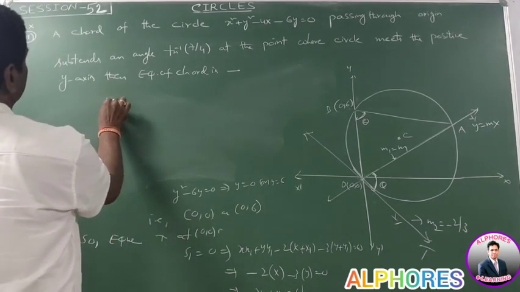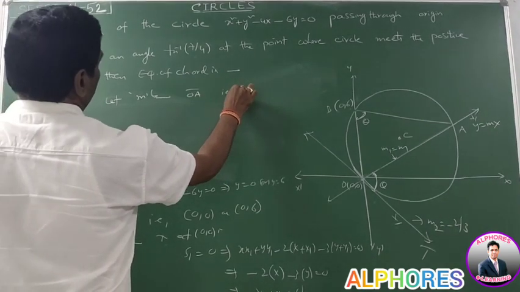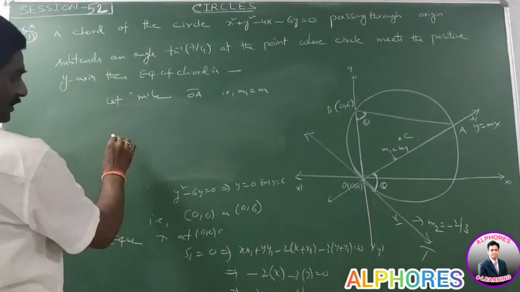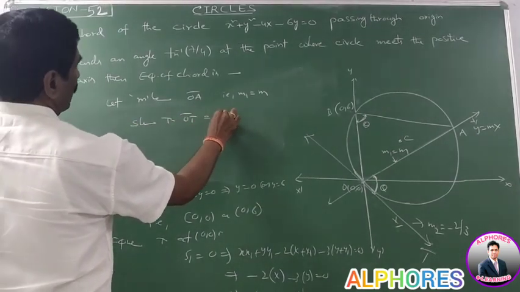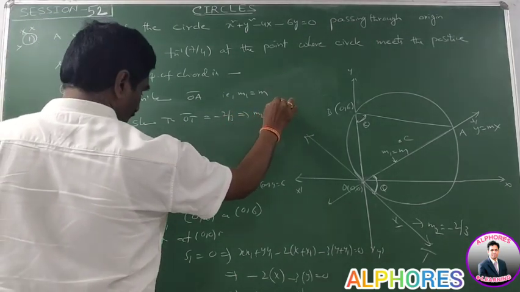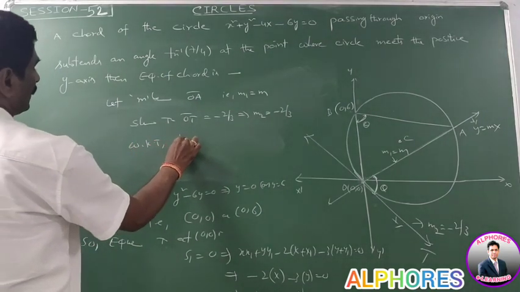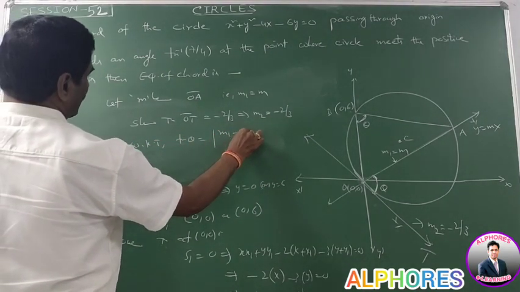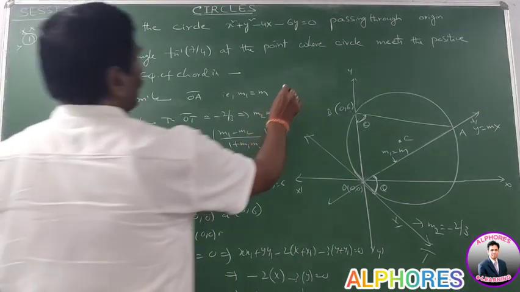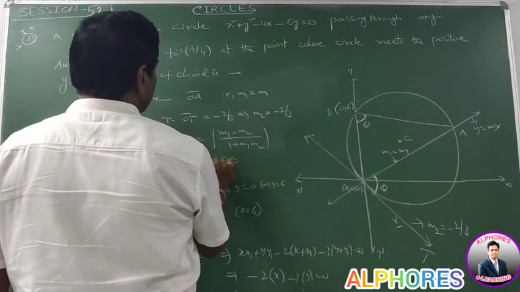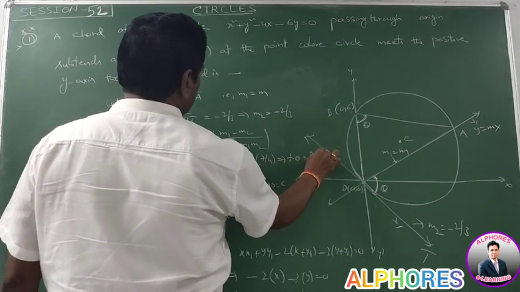Let m be the slope of the chord OA, that is m1 is equal to m. Next, the slope of the tangent OT is equal to minus 2 by 3, that implies m2 is equal to minus 2 by 3. We know that tan theta is equal to mod of (m1 minus m2) by (1 plus m1 m2). Since theta is equal to tan inverse 7 by 4, that implies tan theta is equal to 7 by 4.